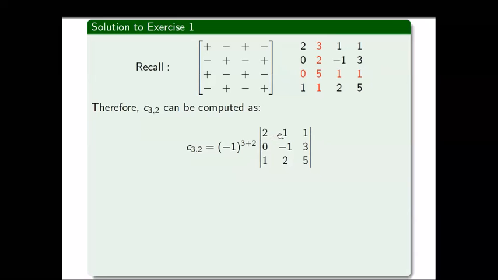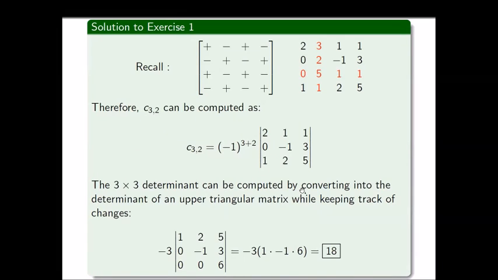So it's the determinant of the matrix given by [2 1 1; 0 -1 3; 1 2 5]. The 3 by 3 determinant can be computed by converting it into the determinant of an upper triangular matrix while we keep track of the changes. I'm not going to go into the details here, but you can use the rule of Sarrus, or you can convert it into an upper triangular matrix, and eventually you will see that the determinant is 18. So this 18 is the determinant of the 3 by 3 matrix.